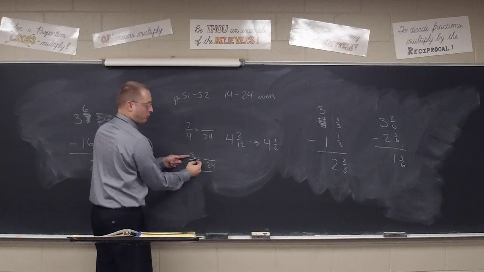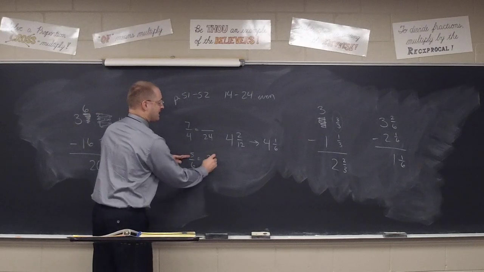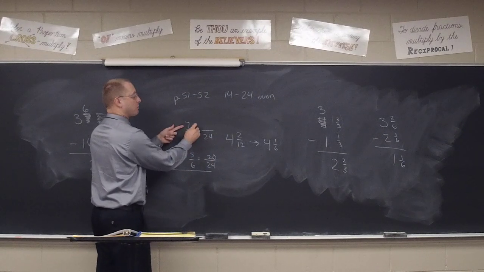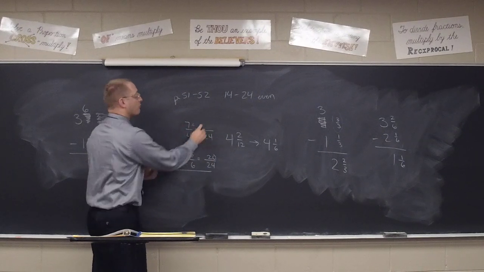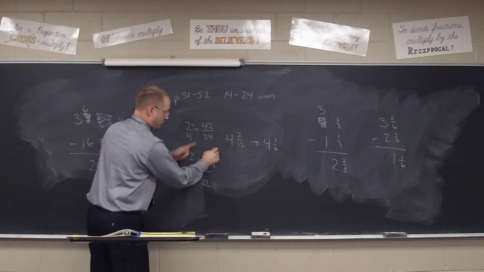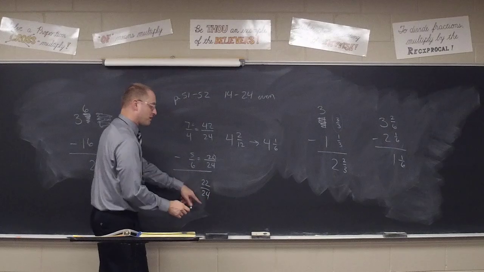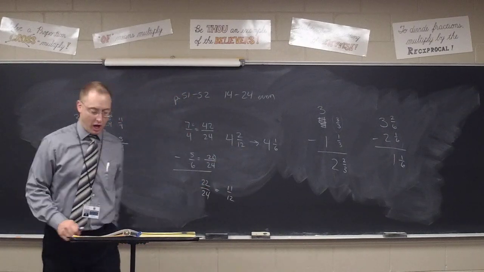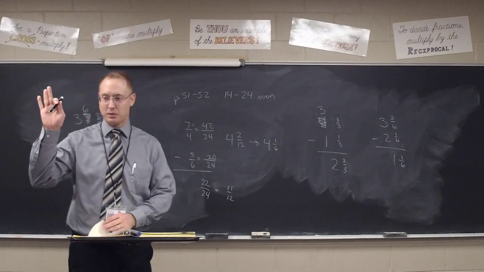Here, how many 24ths? 42. And here, how many 24ths? Well, you're multiplying by 6, so we get 20. When we subtract 42 minus 20, it gives us 22, of course, over the 24, and then we divide out the 2 to get 11 twelfths for our answer. Does that make sense? All right, good. Other questions on the odds? Any other odds we need to see worked?